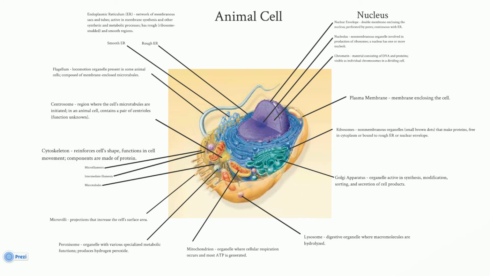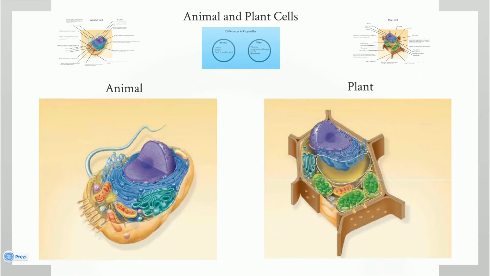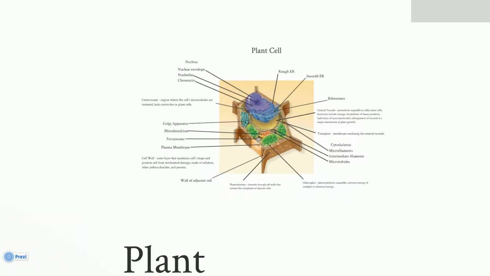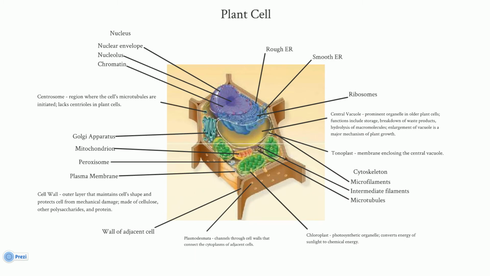This is the animal cell and its organelles, and now we're going to dive into the plant cell and its organelles. The plant cell and the animal cell have mainly the same organelles. The plant cell also has the nucleus, the rough and the smooth ER, the ribosomes, the cytoskeleton, the plasma membrane, the peroxisome, the mitochondrion, and the Golgi apparatus. But the plant cell also has the central vacuole, the tonoplast, the chloroplast, the plasmodesmata, the cell wall, and the centrosome, which the animal cell does not have.